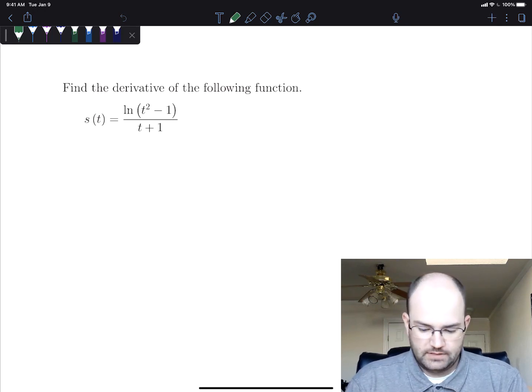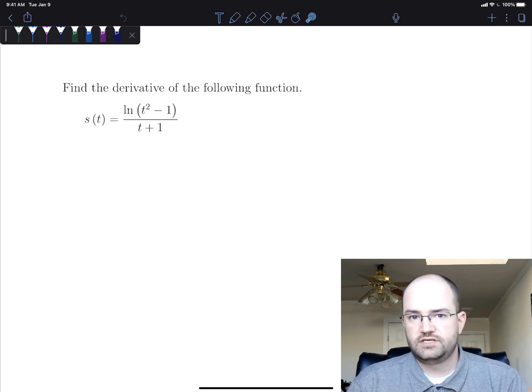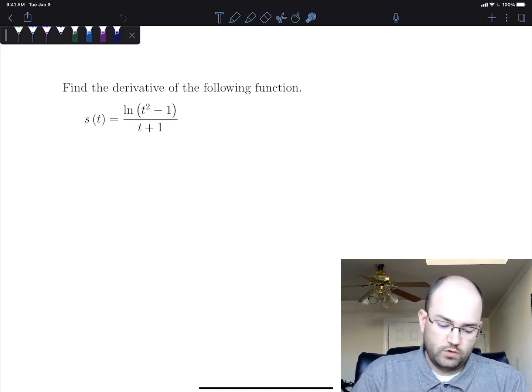Hello. In this video, we want to find the derivative of the following function. S of t equals the natural log of (t squared minus 1) all over (t plus 1). Well, this is obviously a quotient, so we need to use the quotient property.